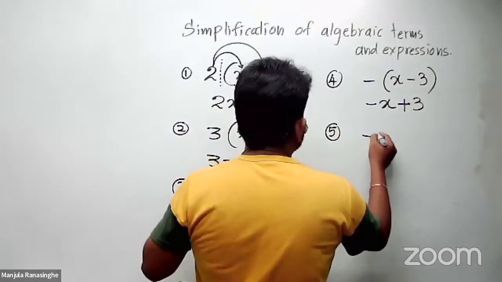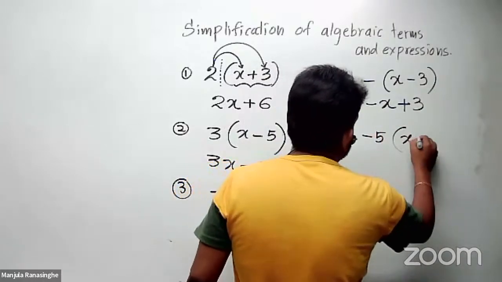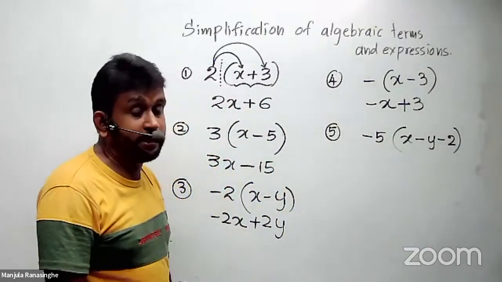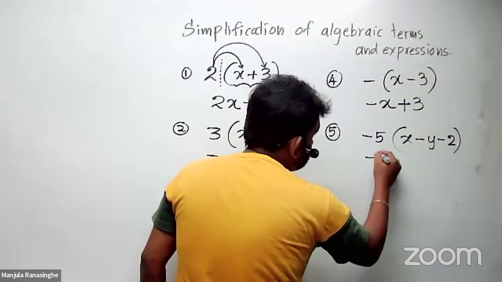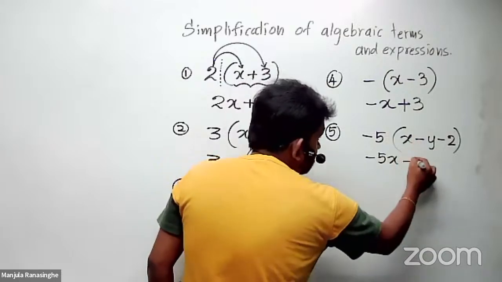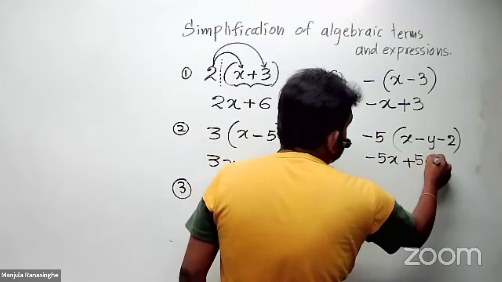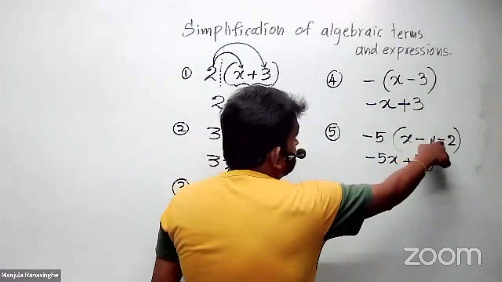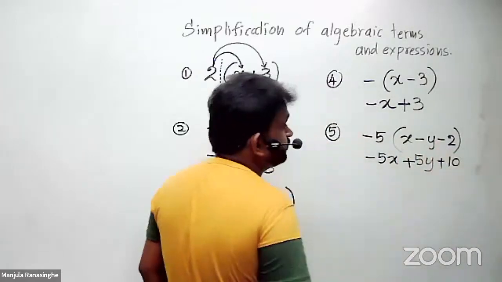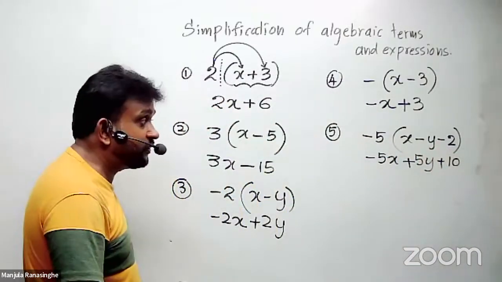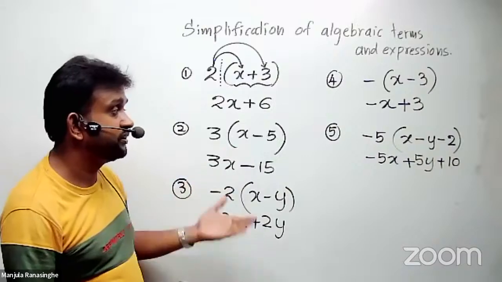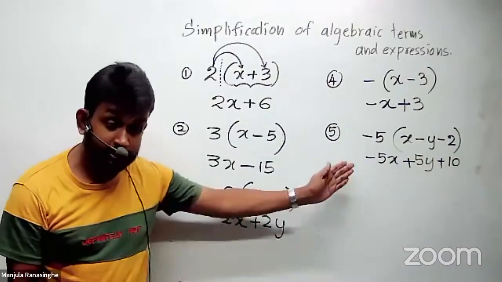Fifth one, negative 5 into (x minus y minus 2). See how the expansion goes. Negative 5 into x, negative 5x. Negative 5 into negative y, negative negative multiplication, becomes positive 5 into y, 5y. Then negative 5 into negative 2, that means 5 into 2, 10, negative negative multiplication becomes positive, so positive 10. So that's how you deal with that. Complete it.